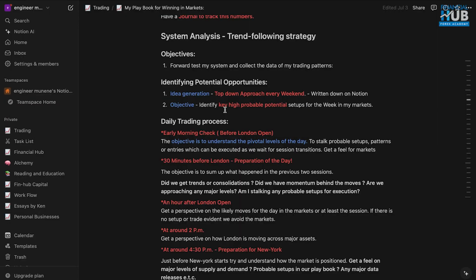On the system analysis, I trade a trend following strategy. So the objective for me when I'm trading is to collect as much data about my system and to update it. And I have a process. I tend to believe that a trading process has 3 parts. What do you do before you trade? What do you do during trading? And what do you do after trading? If you don't have those 3 factors factored in, you're still missing out.